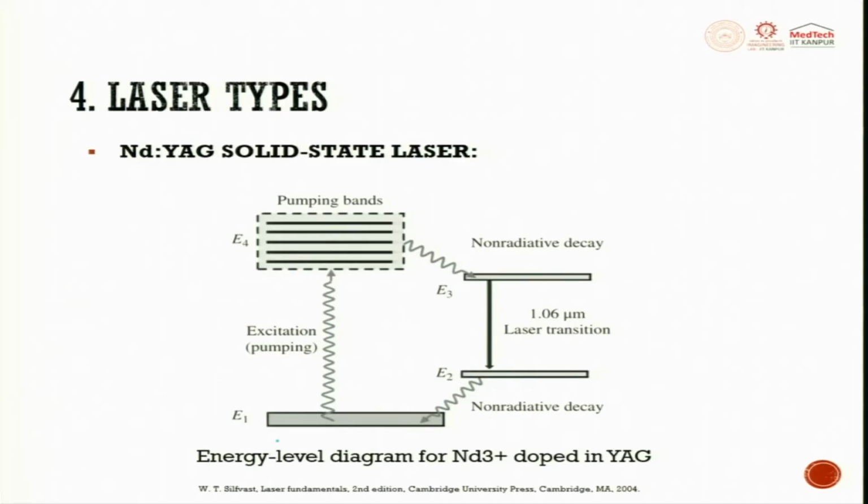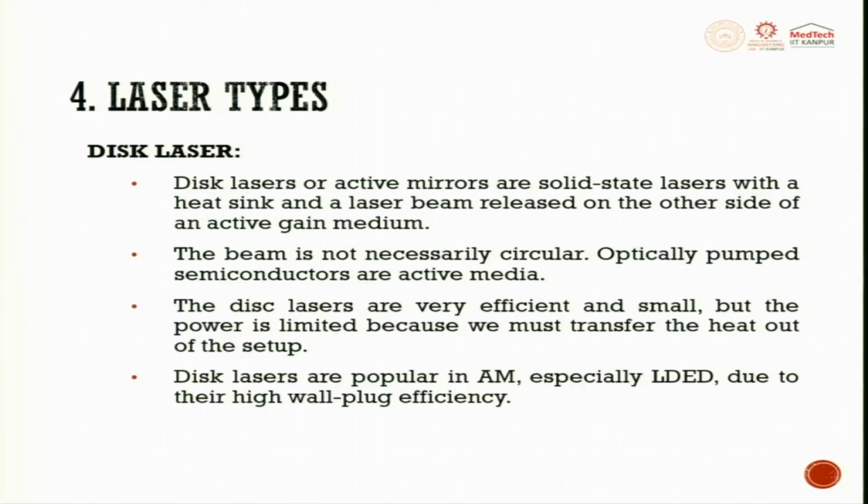So this is the diagram. E1, E2, E3, E4, pumping band. It comes to E4, pumping action takes place. From here non-radiative decay happens to E3. From E3 to E2 it falls, emits radiation, the laser transition, and then from here it falls down. This is the energy level diagram for the neodymium doped YAG laser. So when you buy a laser, you should also look at the type of laser and the wavelength of the laser.